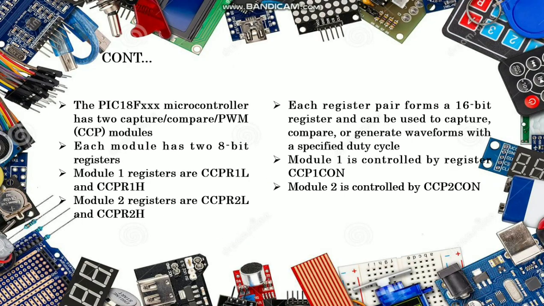PIC18 is a microcontroller that has two CCP modules. Each module has two 8-bit registers. Module 1 has CCPR1L and CCPR1H, and similarly module 2 has CCPR2L and CCPR2H. Each register pair forms a 16-bit register that can be used to generate a waveform with a specified duty cycle.